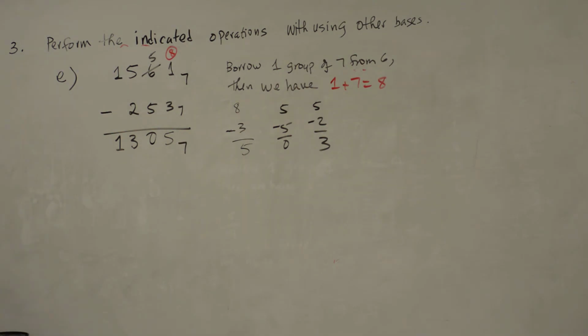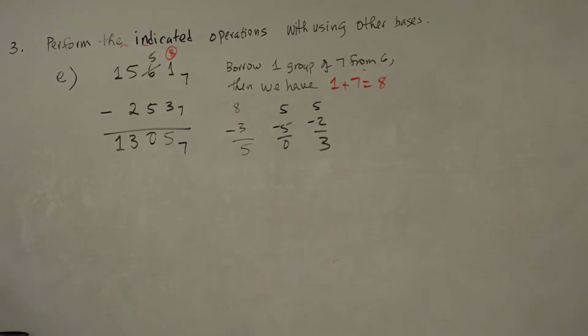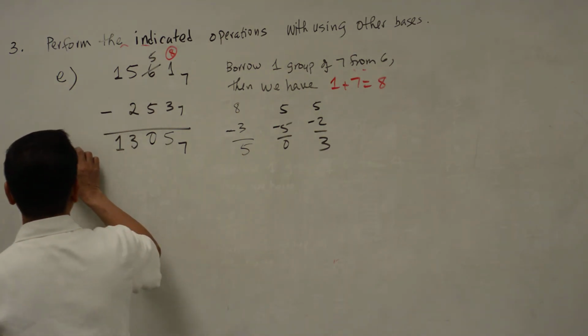So if we subtract 1561 base 7 minus 253 base 7 equals 1305 base 7. Okay, so that's example E. Okay, let's move on to another example. This is F. Okay, let's move on to F.